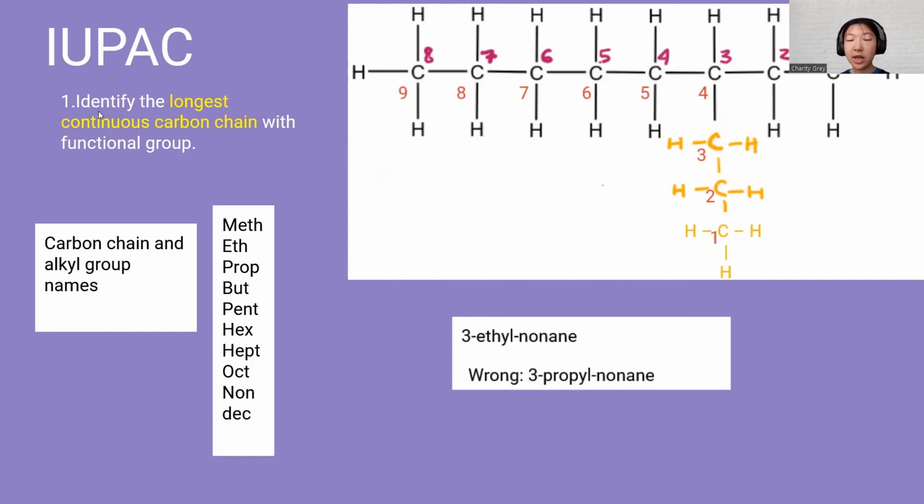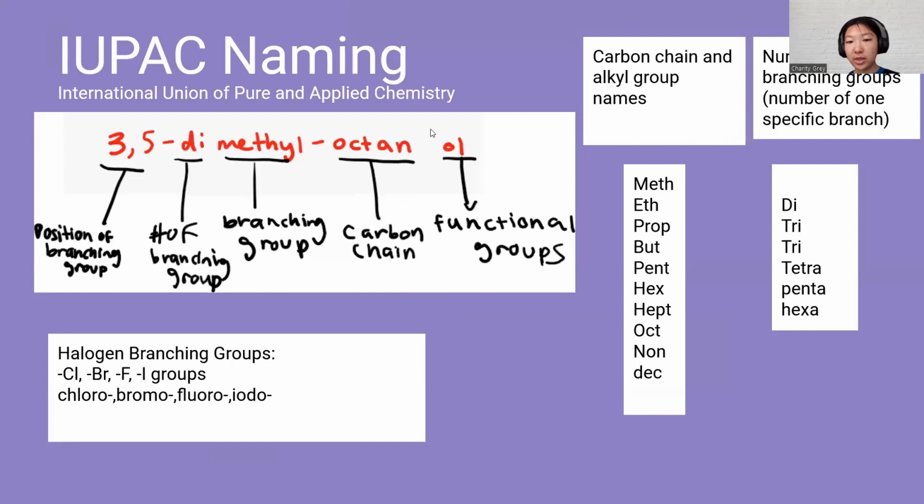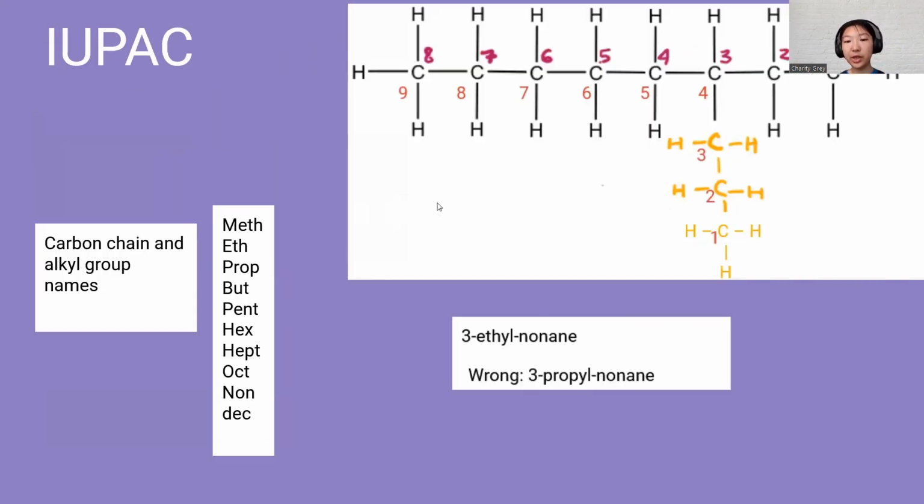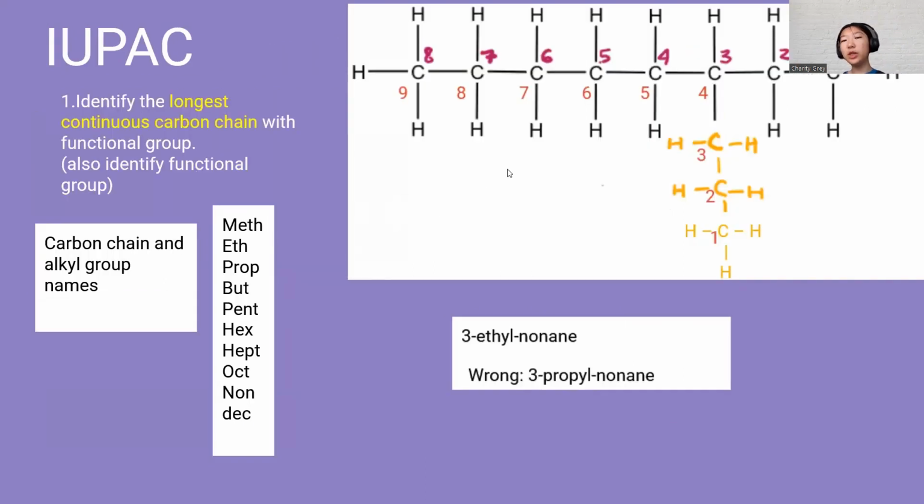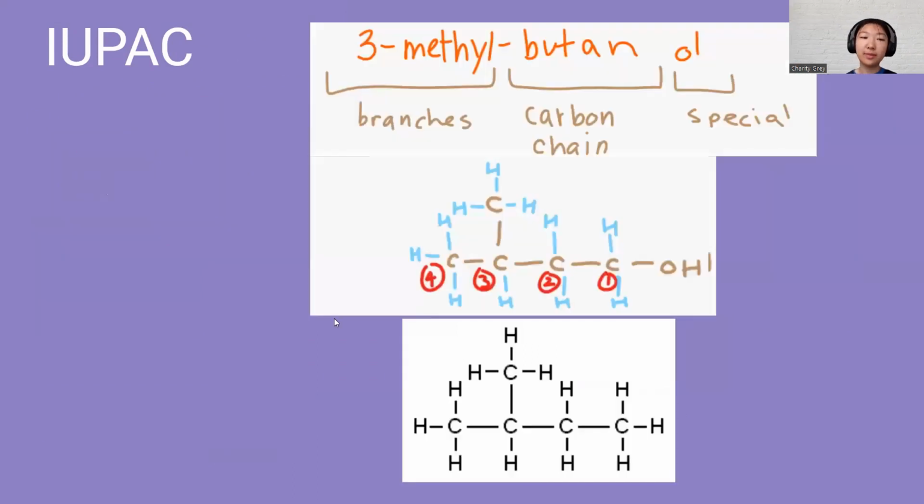The next step in naming. So this is the first step in naming: find the longest continuous carbon chain, and also identify the carbon functional group. So the functional group is your OL, these special things, right? So we have no functional group here. This is just regular carbon.